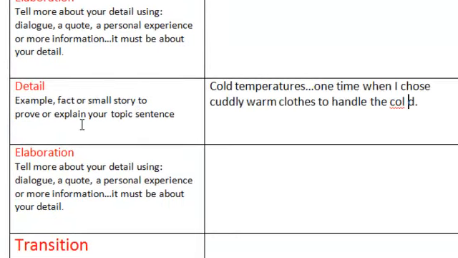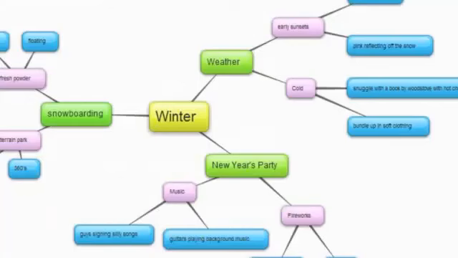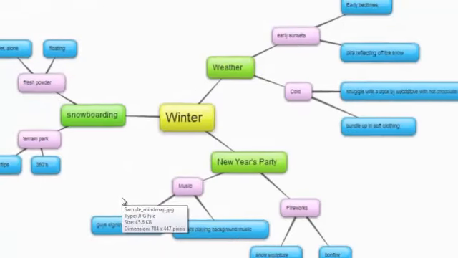With this detail, I'm going to tell a little story, that I like the cold temperatures because of one time when I chose cuddly warm clothes to handle the cold. There's one detail, there's another detail. This one's a story, so I'm going to write down that I'm going to tell a little story. Now let's go back to our mind map and see what we're going to be writing for our next paragraph.